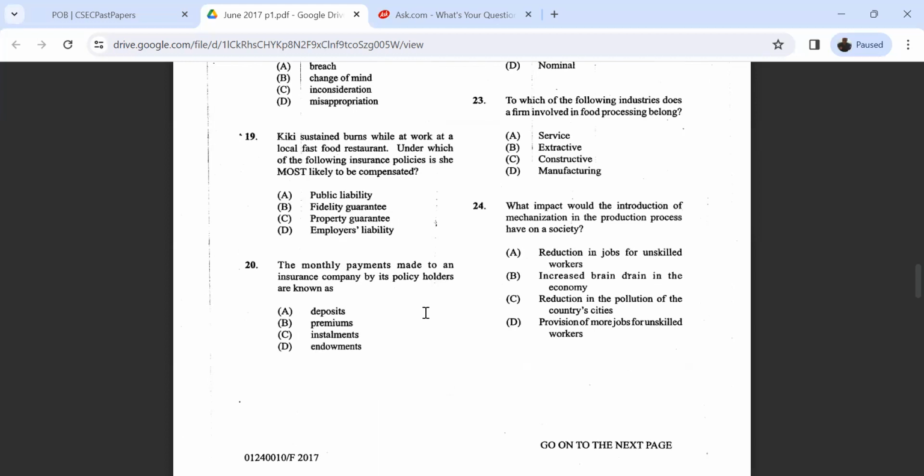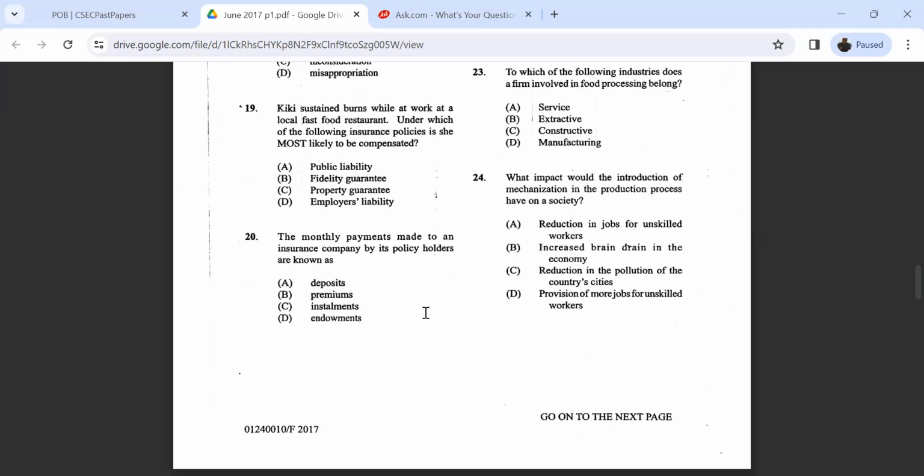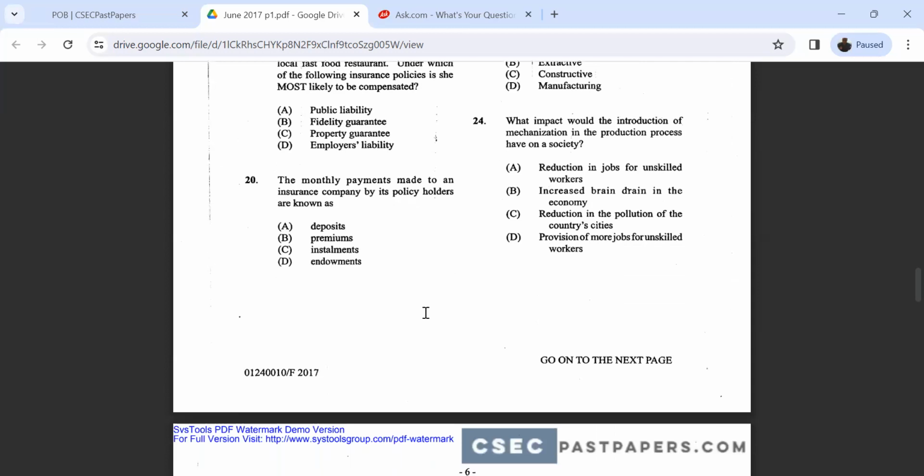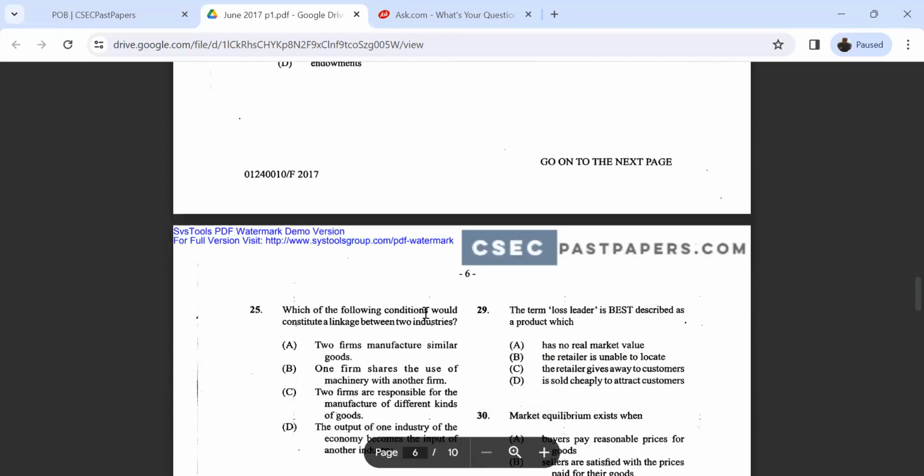What impact would the introduction of mechanization in the production process have on society? So instead of having workers making stuff, we mechanize it. So we have robots and technology doing a lot of the stuff that workers were doing before. A. What would happen? Reduction in workforce. A. A, right? A. All right. So reduce the workforce.